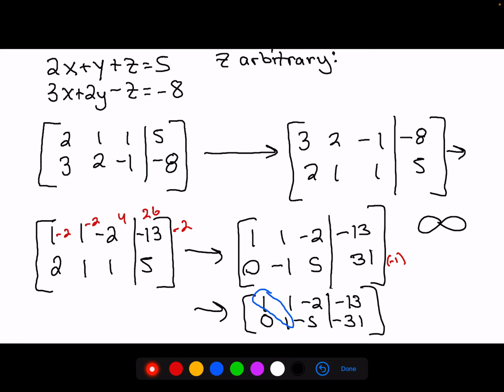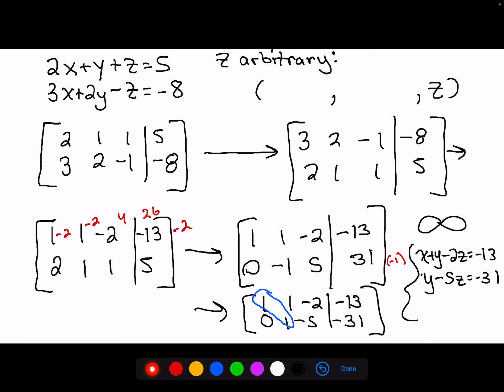All right, you've got x plus y minus 2z equals negative 13. And you've got y minus 5z equals negative 31. So what can you do with that? All right, we're going to keep z just as z. So we're still going to have an ordered triple, but it's going to be written in terms of z. So how can we do that?